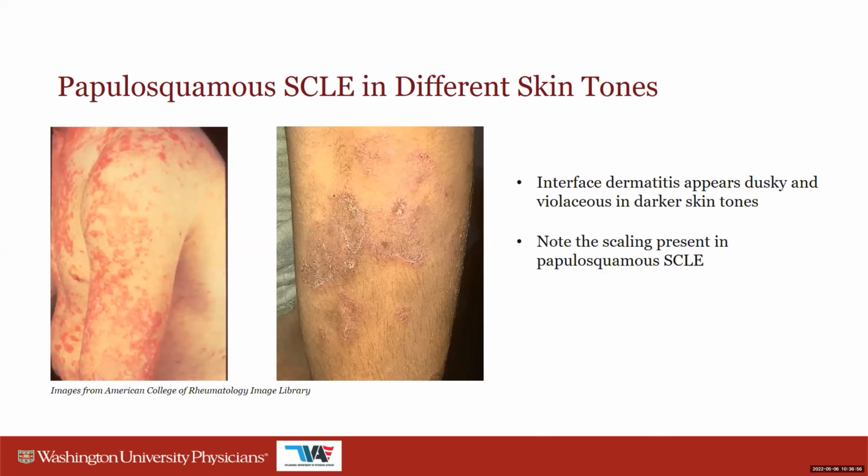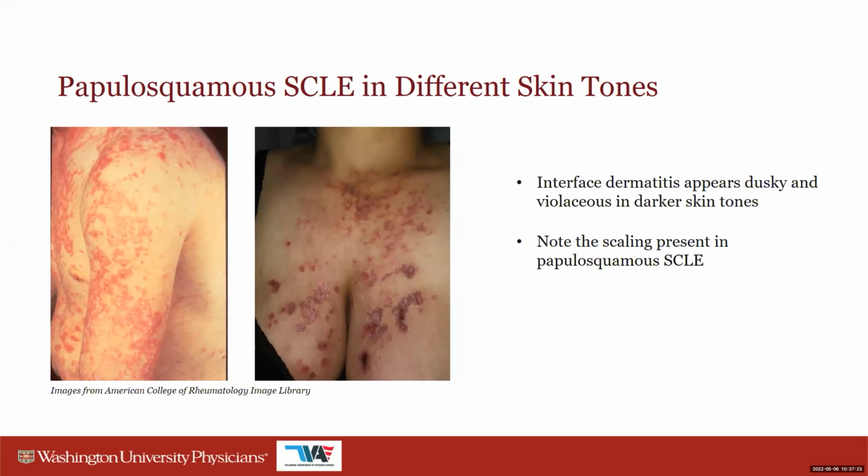The difference between these two you can see, and that is with the scaling present in the patient on the right, contrasting with the interface dermatitis, which appears dusky and violaceous in darker skin tones with the patient on the left. So darker skin tones do make a difference in terms of how it presents. Next.